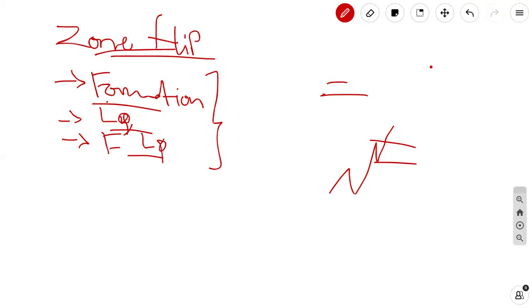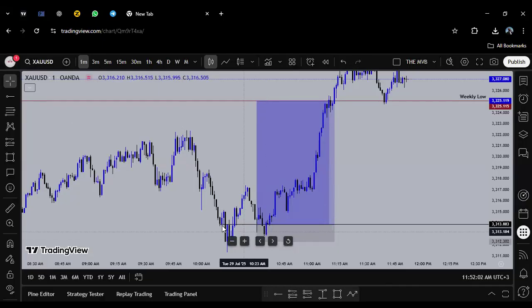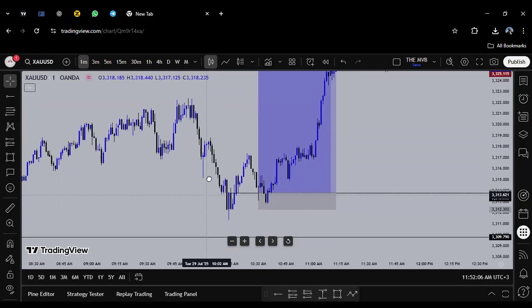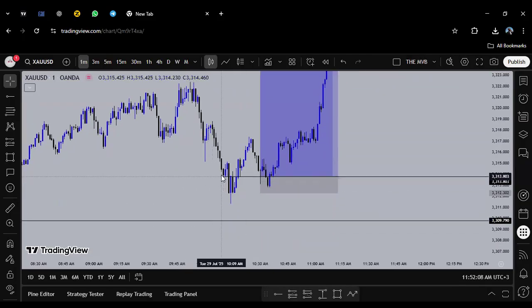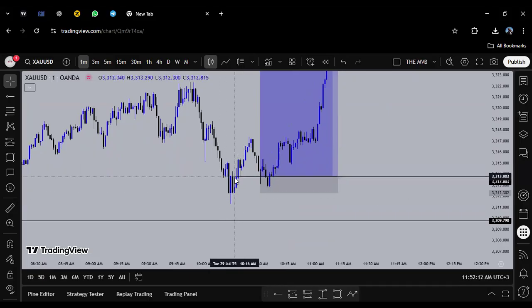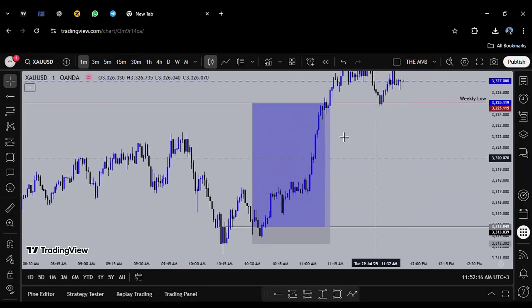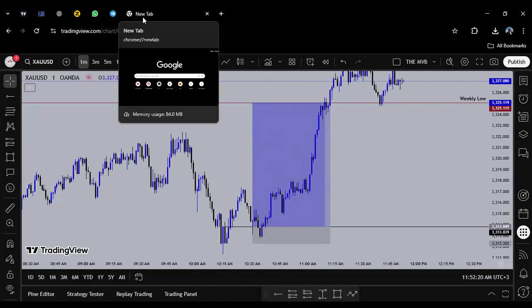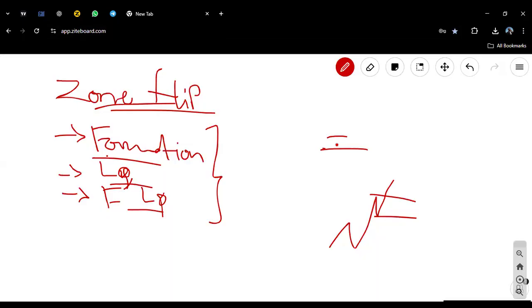For example, this entry today I took using formation and liquidity engineering. So we had this inside formation, and of course we had the liquidity engineering. So you could use both in this situation. So yeah, you go and study them. If you have any question, we'll have a session where we'll clear all the doubts.